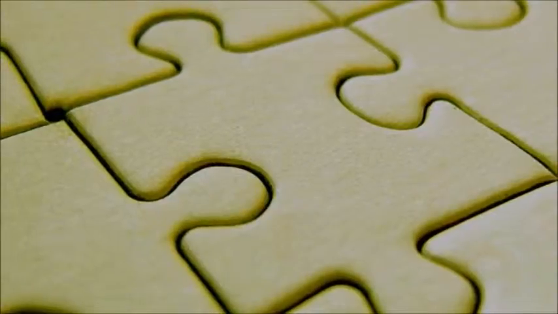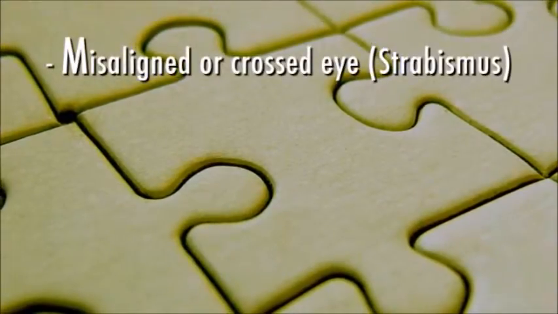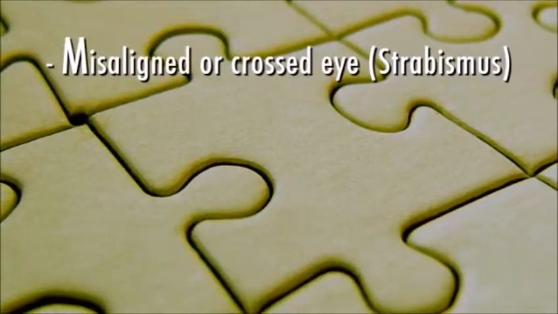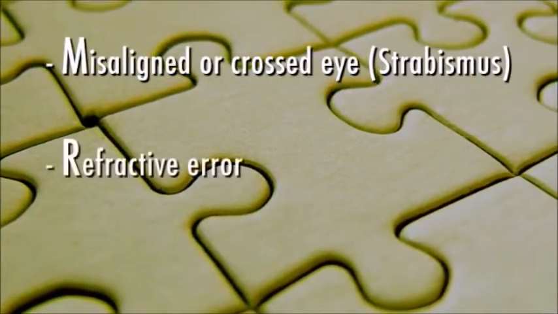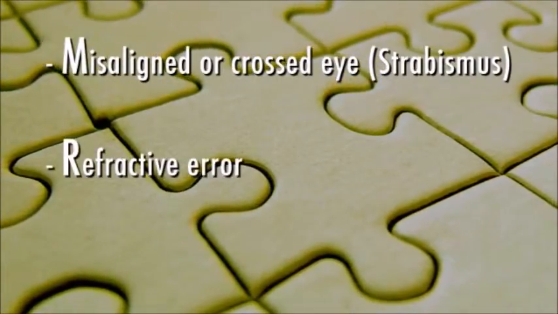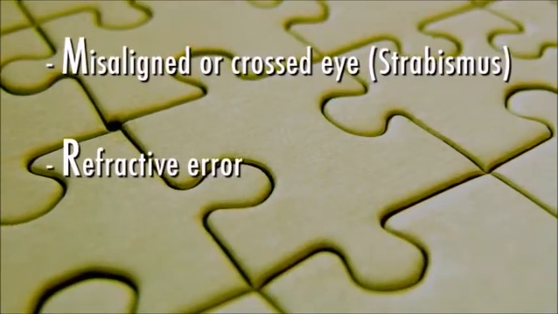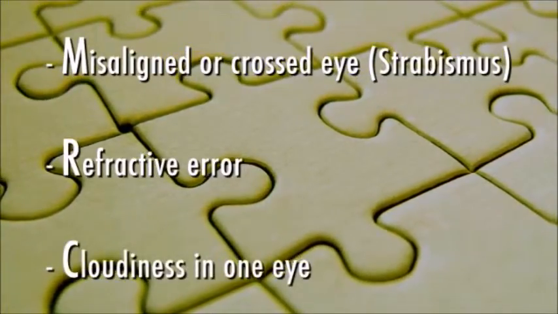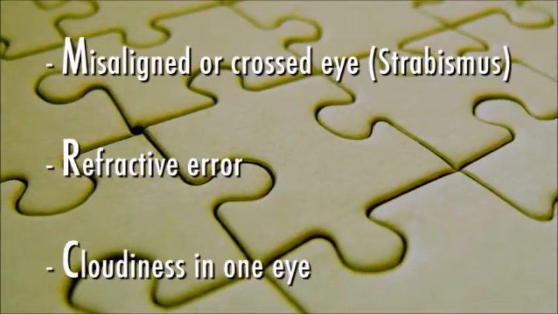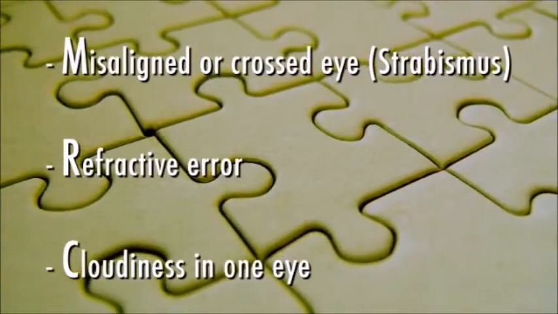There are three main reasons why amblyopia occurs. They are misaligned or crossed eye, called strabismus, where double vision is caused by the brain seeing two different images. Refractive error, where one eye is farsighted, nearsighted, or astigmatic. Cloudiness in one eye, where a condition such as cataract is present and vision fails to develop properly due to the obstruction. With each of these conditions, the child's sight is affected in one eye, so the brain ignores vision from that eye and relies on the better eye to see the world. The problem is that the child's overall vision is compromised.